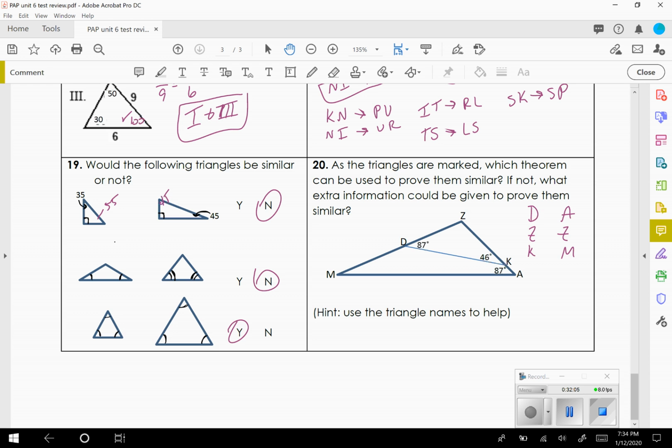So could we prove these similar? Well, yeah, think about it. Angle D and angle A, they're both 87. And do you see how they both share angle Z? Well, that means it has to be the same measure on both of them. So, by default, can we prove these similar? Yes, and it would be angle, angle. Yes, by angle, angle. And it's because of that Z that they share and the fact that they tell us that these are both 87 degrees here.